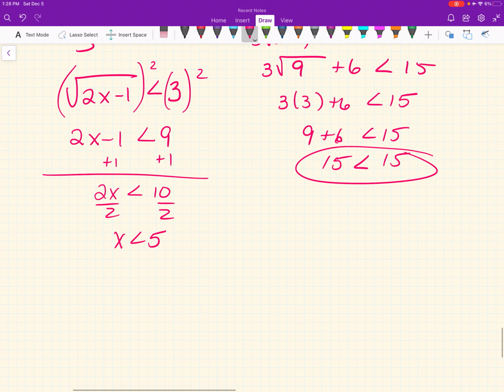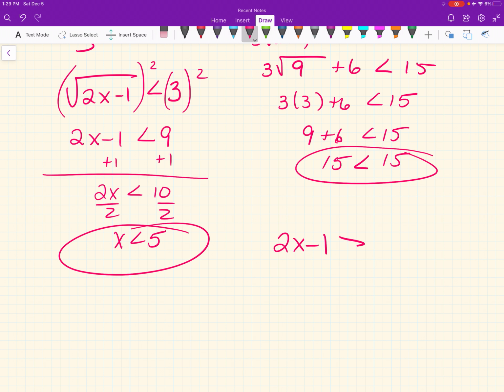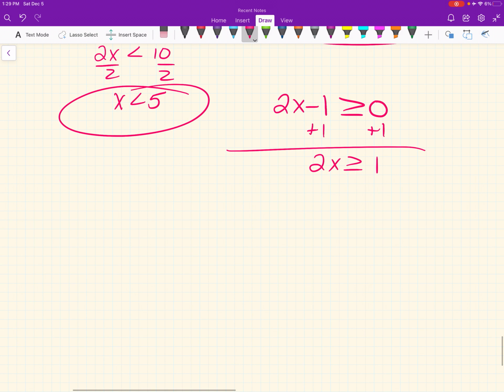Okay? Now we have to make sure, do I have to have another boundary? What was under my radical was 2x minus 1. That has to be greater than or equal to 0. So I add 1 to both sides. 2x is greater than or equal to 1. Divide both sides by 2. And x has to be greater than or equal to 1/2.